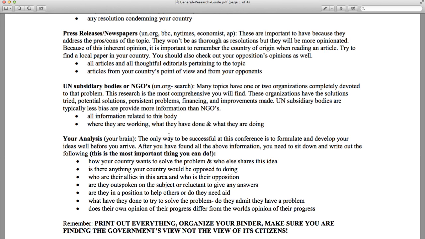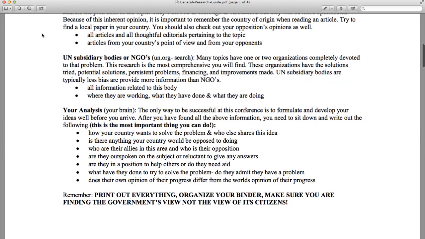Once again, I said I wouldn't say it, but I will: print all of this information that you find out. That's why it's good to have a big binder, because you can fit everything in it, maybe organized in some way that you know where everything is. Also have lots of loose leaf paper for taking notes. And then once again, they reference the UN.org, the subsidiary bodies. We went over that too. Many topics have organizations entirely devoted to that specific problem. All of that can be found on the UN.org. Simply look through it, find what you need, get familiar with that site.